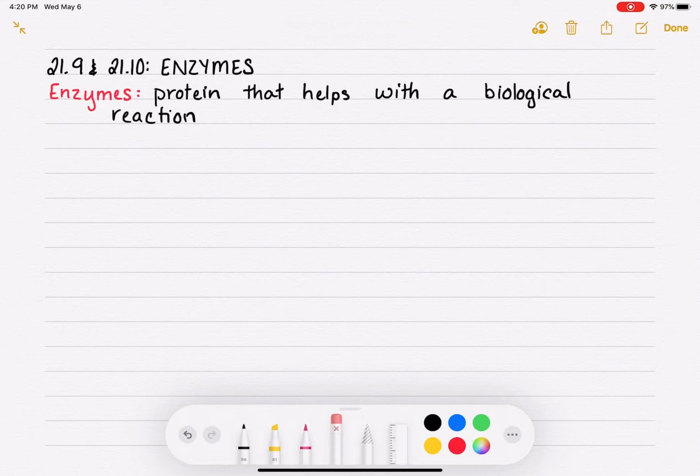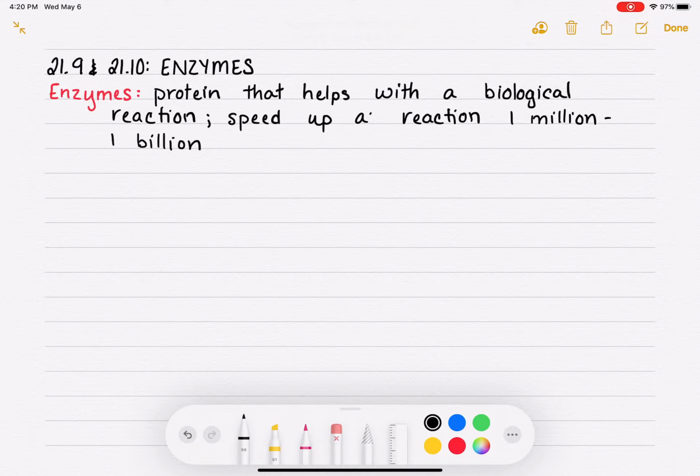They work by speeding up the reactions. They make it go faster. And they typically speed up reactions so that they're moving 1 million to 1 billion times faster than normal, which is significant. I mean, that's huge.